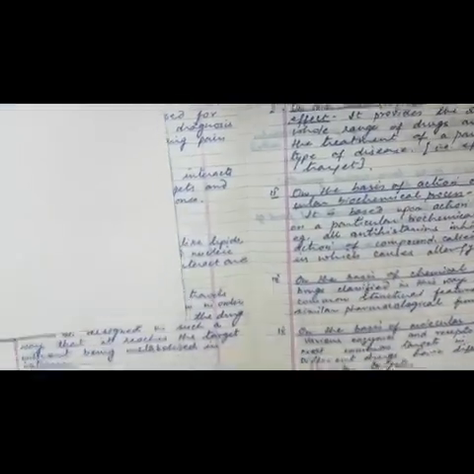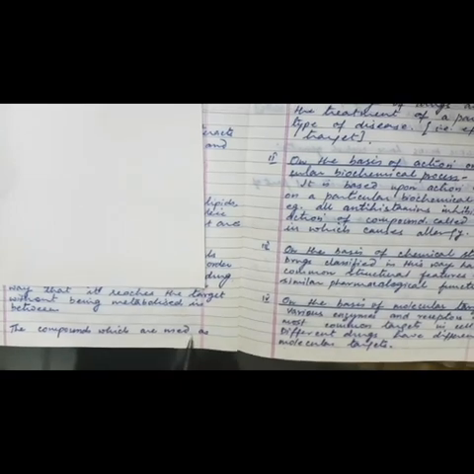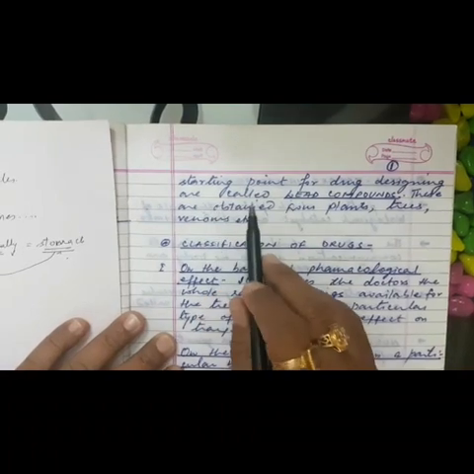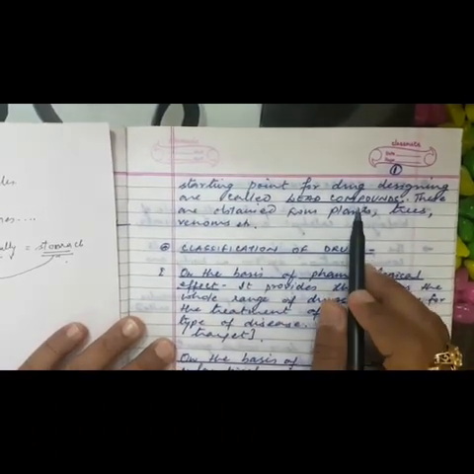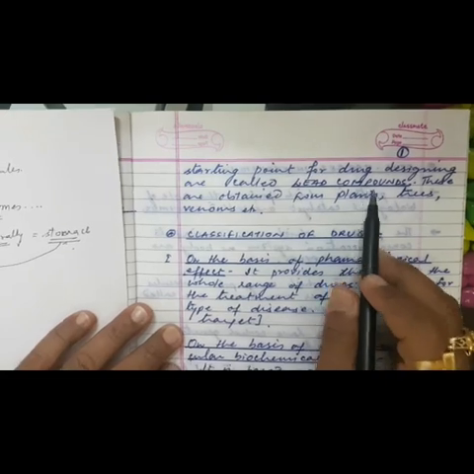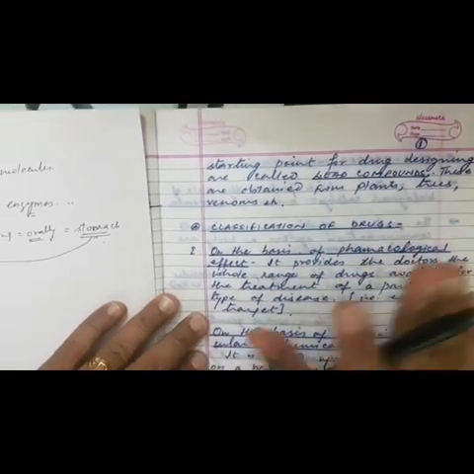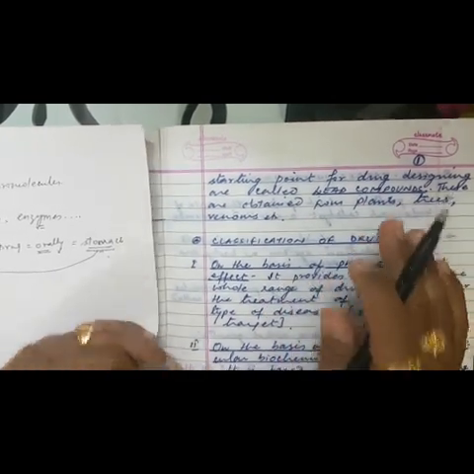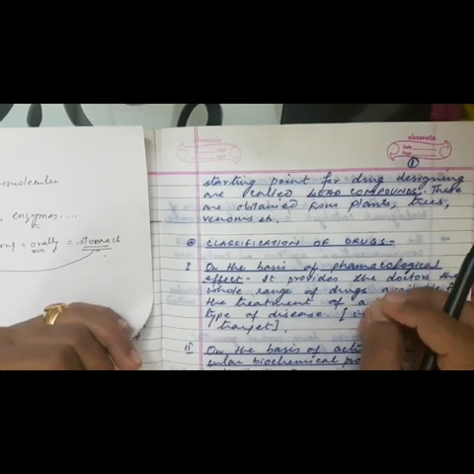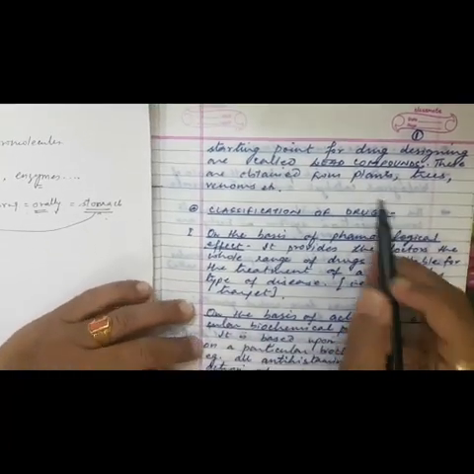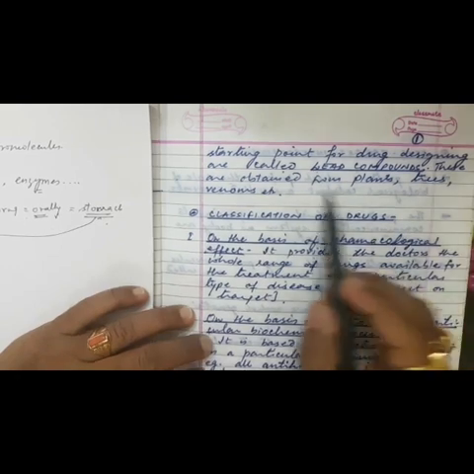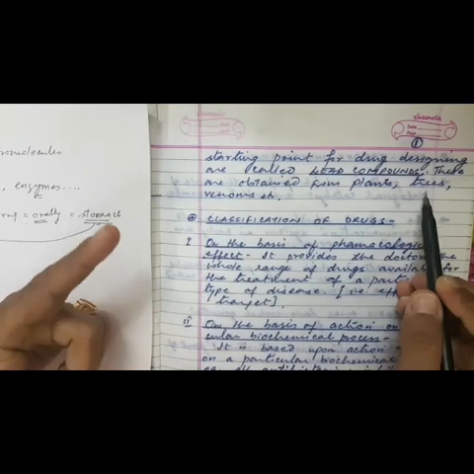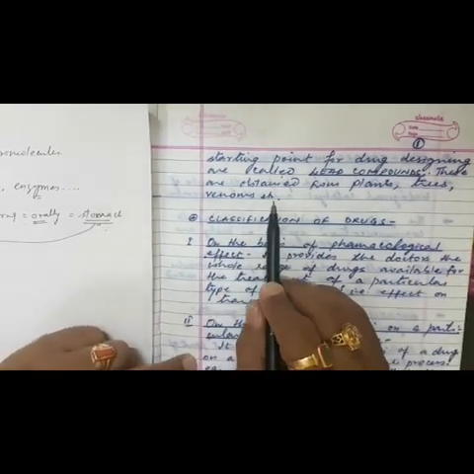The important thing is that the compounds which are used as the starting point for drug designing are called lead compounds. Here it is very important to understand, students, that lead compounds do not mean compounds of lead. Lead compounds are the starting material for designing a particular drug. These lead compounds are mainly obtained from plants, natural sources, trees, venoms, etc.